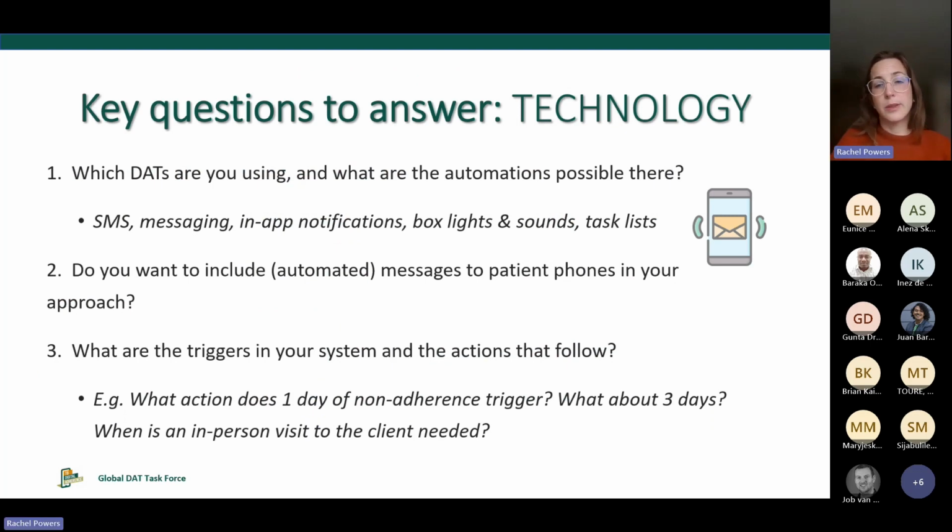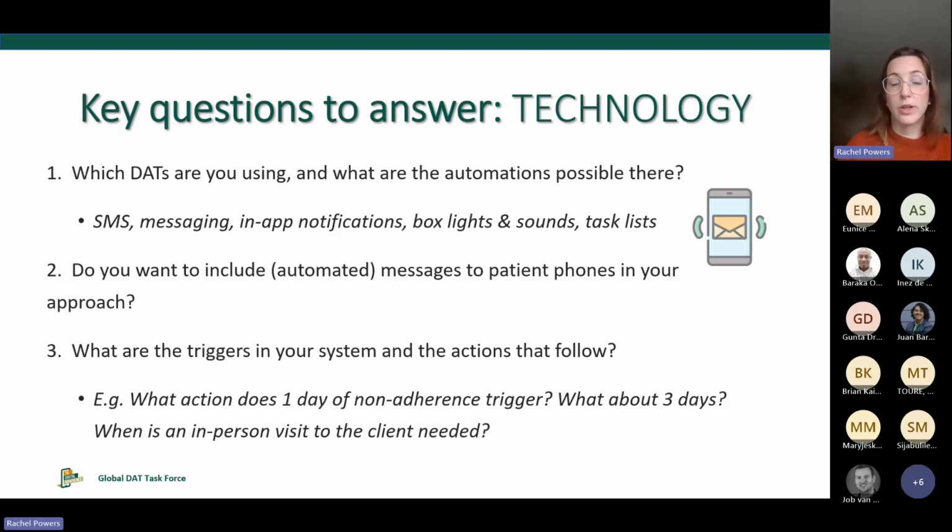So I'll wrap up here with just some key questions to answer when we are looking at creating differentiated care pathways for a DAT intervention. So starting with key questions to answer for technology. First, you have to take an inventory. Which DATs are you actually using, and what are the tech automations that are possible there?